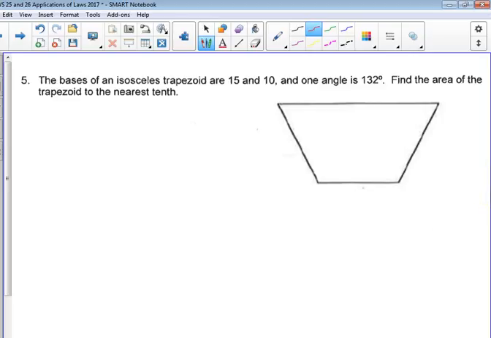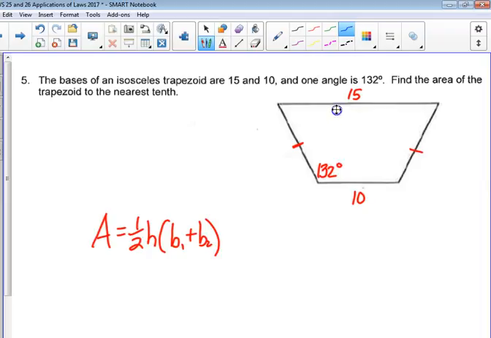This one kind of looks like it might be 132, right? And the bases mean the two that are parallel. So I'm going to go with those two. Isosceles means these are the same. So the area formula, we can still use the one we started the day with for a trapezoid, but we need to find this height. It has a line of symmetry down the middle, so it folds over and matches up.